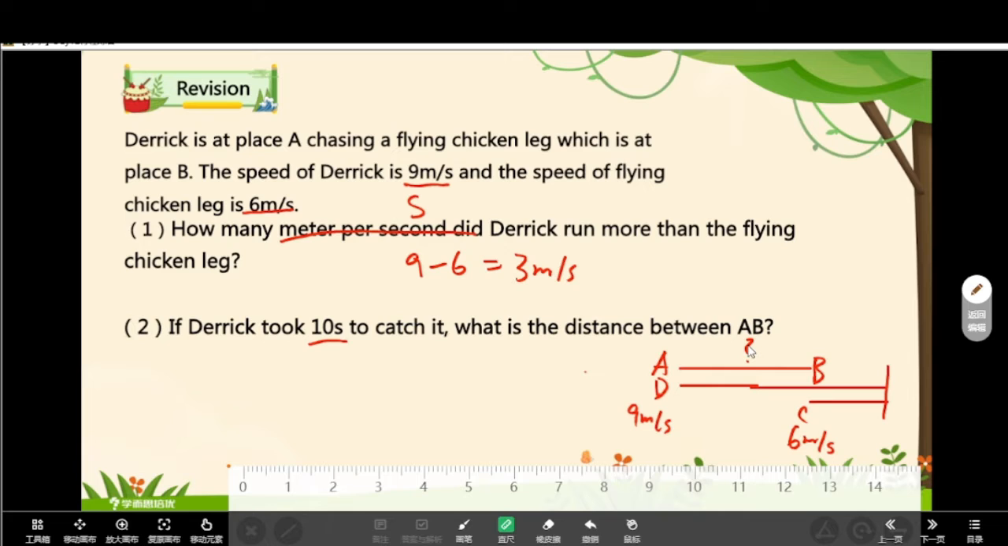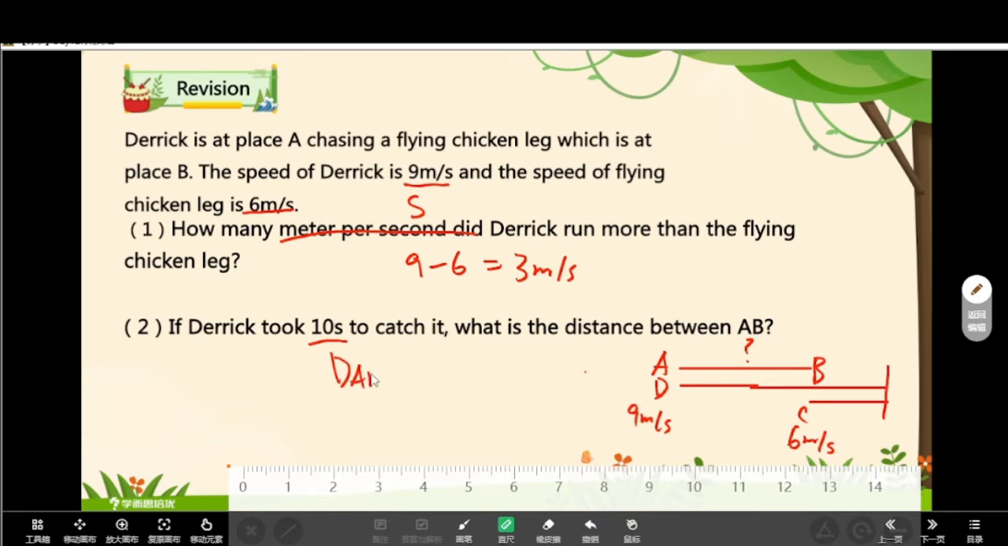And observe from the diagram, the distance between A and B is actually the difference of distance between Derek and the chicken leg. That is the distance that Derek ran more than the chicken leg. That is this one, okay? And if for 1 second Derek goes 3 meters more than the chicken leg, then for 10 seconds Derek can go how many meters more than the chicken leg? Is that what we want to know? So tell me your answer.